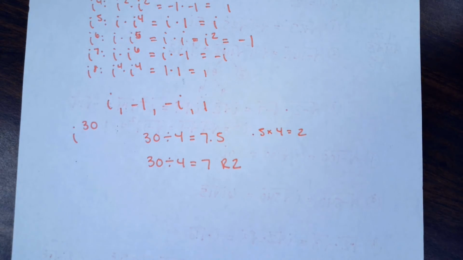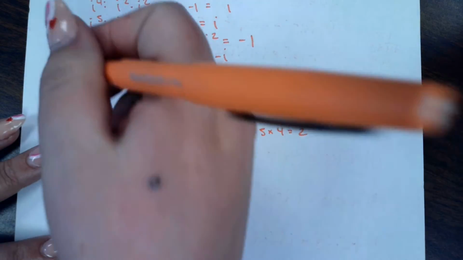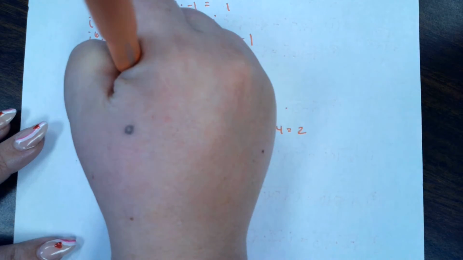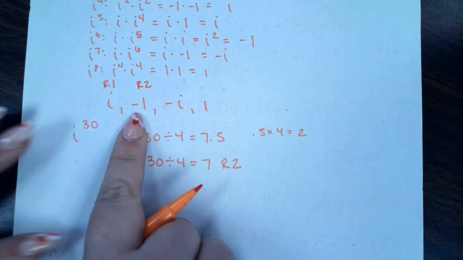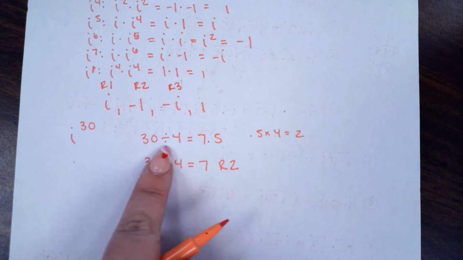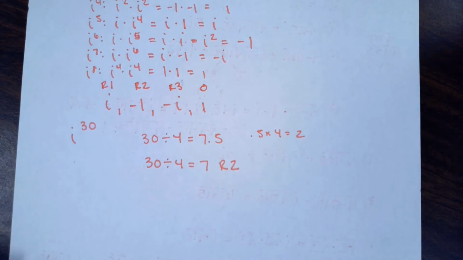So the remainder is what tells us where in the pattern we are. If we have remainder 1, our answer is i. If we have remainder 2, it's -1. If we have remainder 3, it's -i. And if it divides evenly by 4, that'd be remainder 0. Your answer is 1.